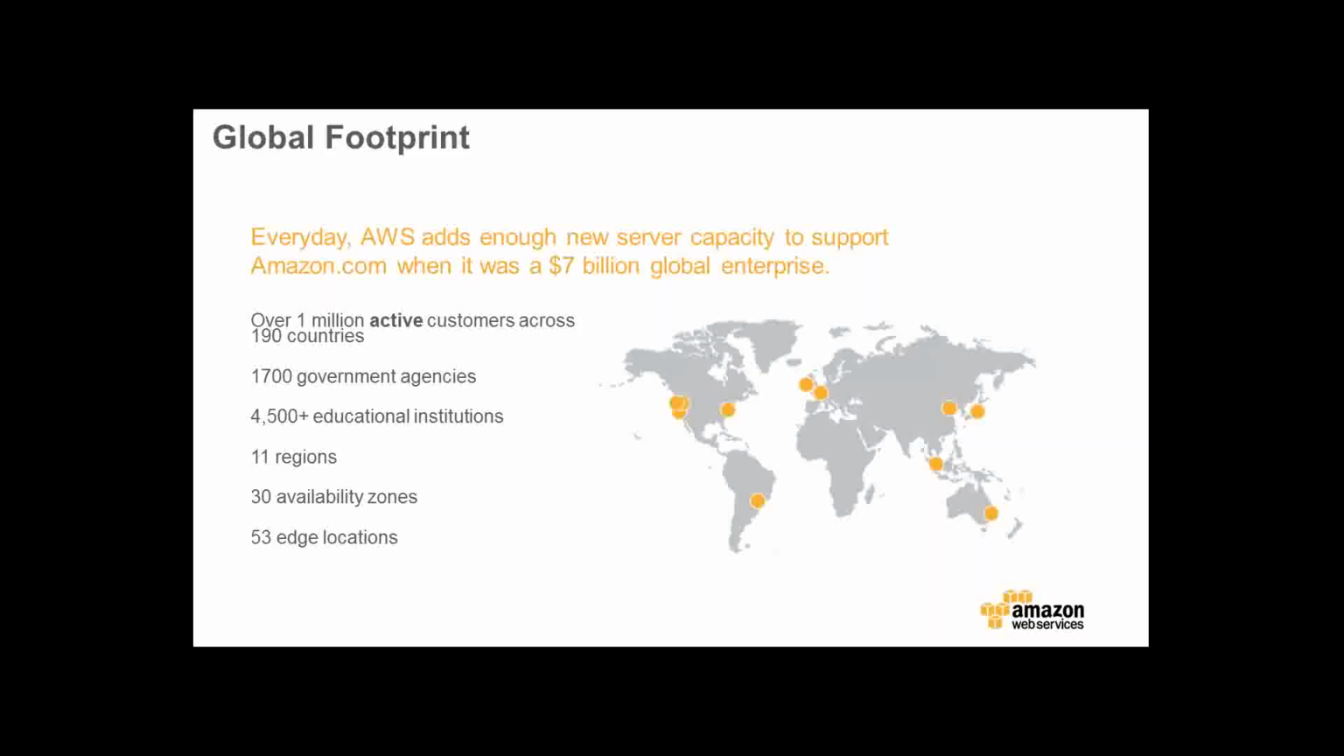Now, a question that I often get asked is how big is the AWS infrastructure? How many customers can you handle? Questions in regards to the size of the infrastructure you're dealing with. So to give you some context, if you think about Amazon.com, back in the early 2000s when it was a $7 billion global enterprise, servicing millions of customers and had thousands of employees spread around the world, every single day, AWS adds enough new server capacity to support that Amazon.com business. So every single day, we're adding enough infrastructure to support that business. That gives you an idea of the size and the scale of the infrastructure that you're working with.